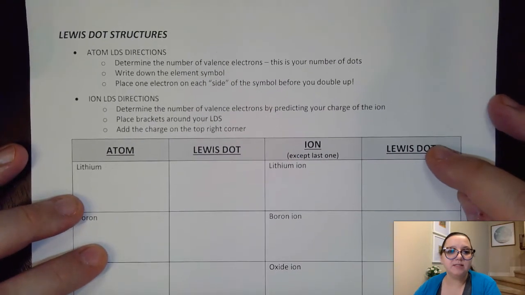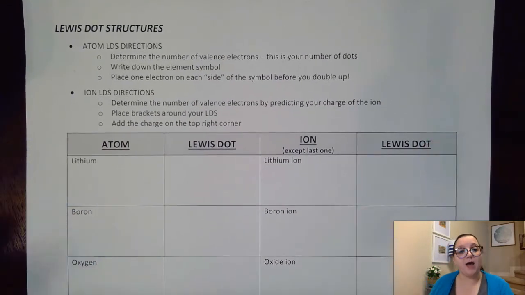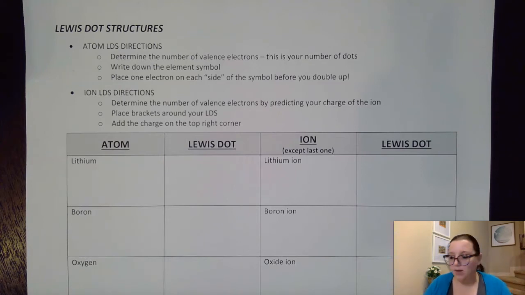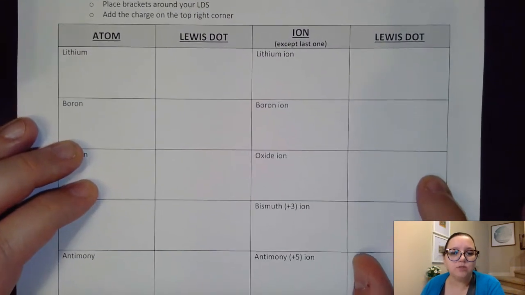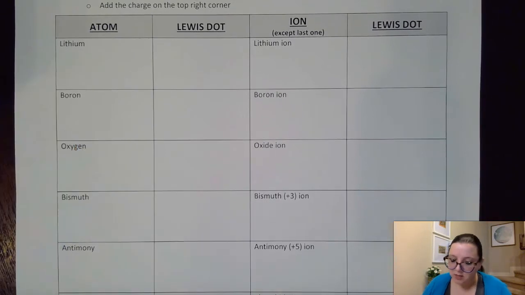Now, at the top of this, it does give us some guidelines for both atoms and ions. We kind of have to approach the two a little bit differently. There's some extra things that we need to process with ions, like their charge, in order to really figure out what's going on. So I'm going to start over here with some atoms, and then we'll talk about the ions next. So let's first start off with lithium.